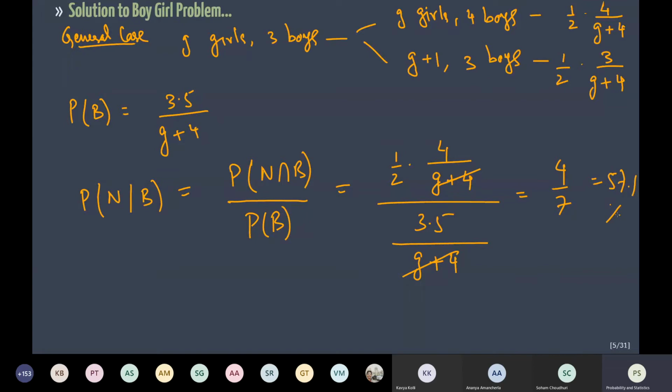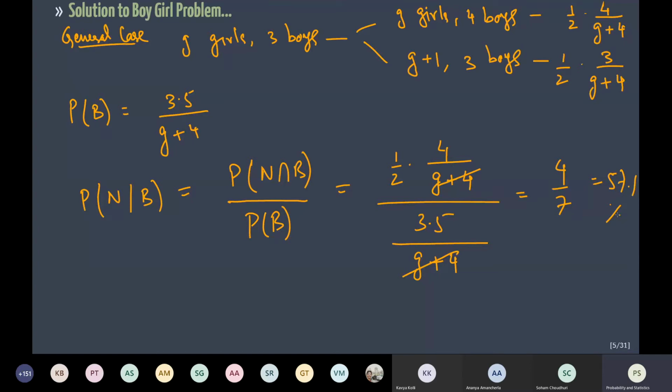Okay, so what do we observe from here? What we observe is that the probability is not going to change regardless of how many girls were there initially. That is not really changing the probability that the newborn will be a boy, which is still 57%.